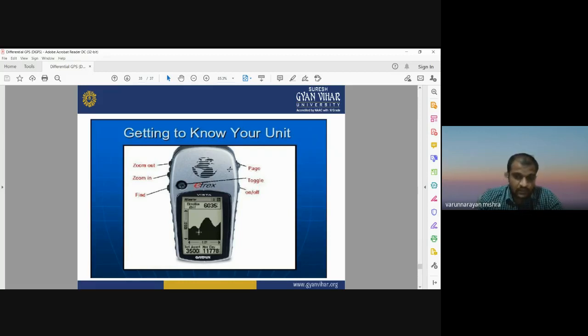In our department, we also have Trimble GPS. In the last semester, some of you used Trimble GPS during your practicals. So those who used that Trimble GPS know very well how it looks and how it works.